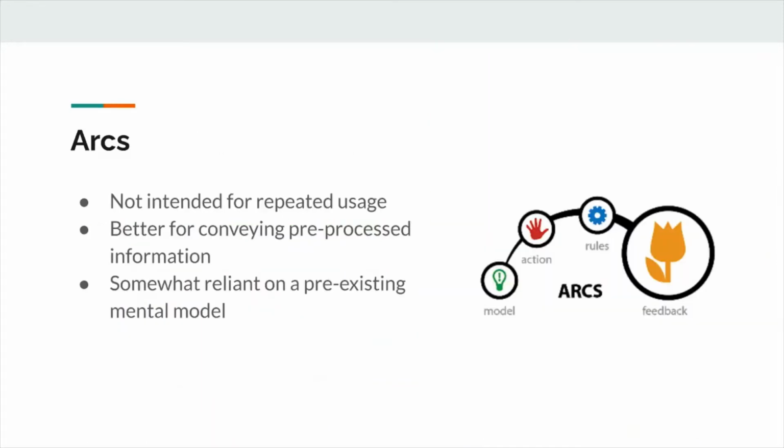Moving on to arcs. Arcs have similar elements to a loop, but aren't built for repeated usage. An arc is essentially an interaction that can help the player build upon their mental model of the game. But unlike a loop, an arc exits after it's finished, so you don't return to it. The best example of an arc is a cutscene. Cutscenes can tell you a lot about the story or mechanics of a game, but you don't go back to the cutscene after you've finished it. Arcs are a great way of conveying lots of information.